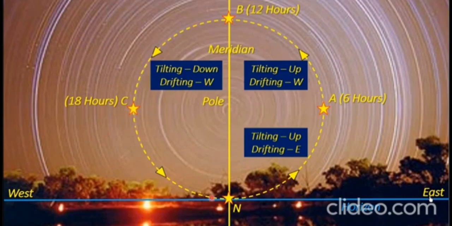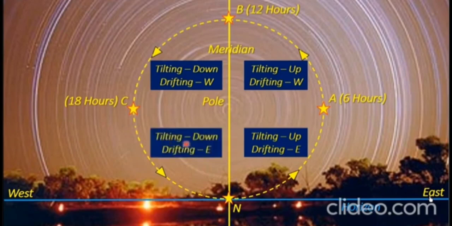Now moving from Charlie to November, you can see the gyro star is decreasing its altitude, or it is moving downwards in the sky. So that tells us that the spin axis will be tilting down. Also, if you notice, from point Charlie to point November, the star's azimuth or direction is now moving in the easterly direction. It is moving towards the right side of the diagram. The right side of the diagram is the easterly direction. So the drifting of the spin axis will be easterly.